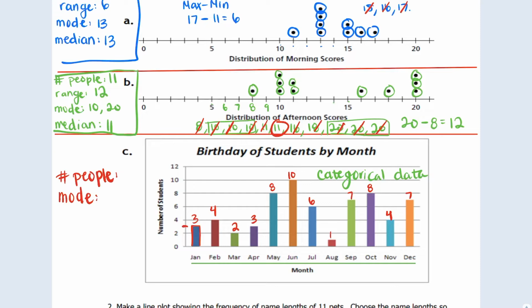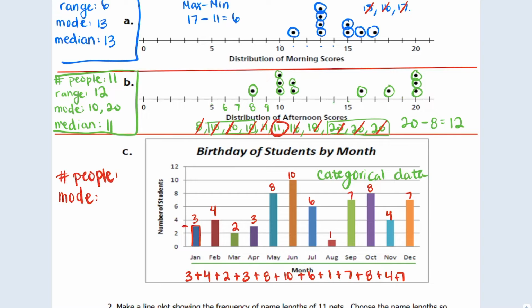So what we're going to do is we're going to go ahead and add up all of these numbers. So you should write on your page 3 plus 4 plus 2 plus 3 plus 8 plus 10 plus 6 plus 1 plus 7 plus 8 plus 4 plus another 7.